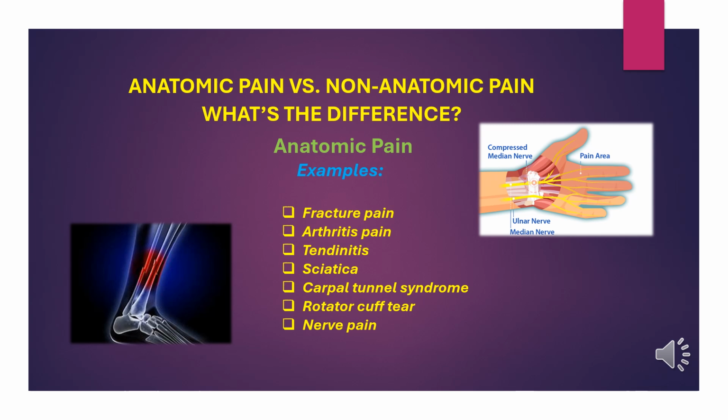Carpal tunnel syndrome. Pain and numbness in the hand and arm caused by the compression of the median nerve as it travels through the wrist. Rotator cuff tear. Pain resulting from a tear of the muscles and the tendons that stabilize the shoulder joint. And nerve pain, or neuropathy or radiculopathy. It's pain resulting from damage to the nerves, often described as a burning, tingling, or shooting pain. Now, these examples highlight pain that can be traced to a specific anatomical structure or injury, making it characteristic of an anatomic pain pattern.